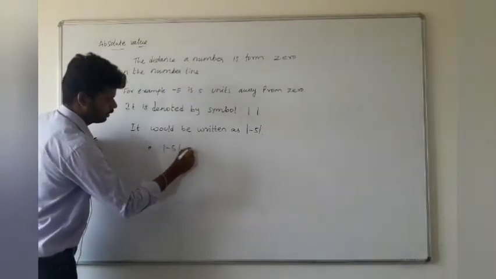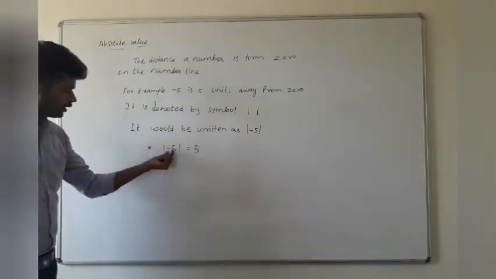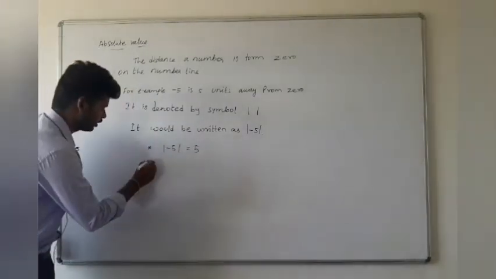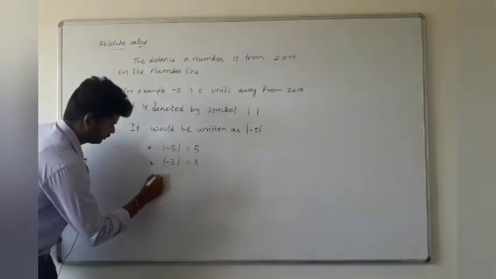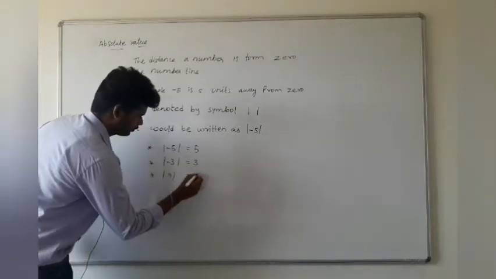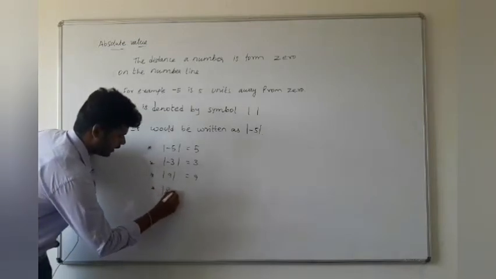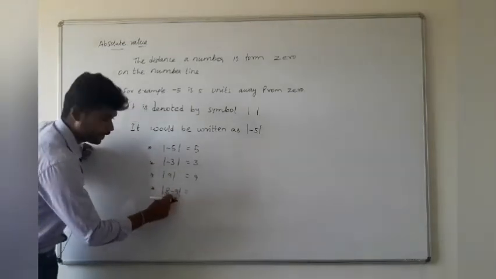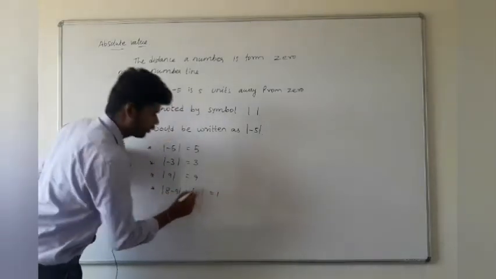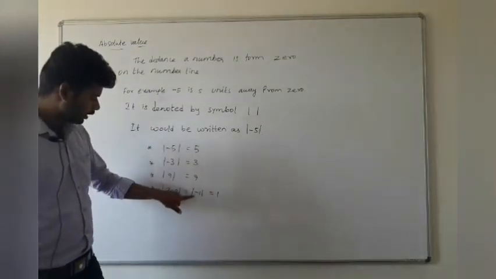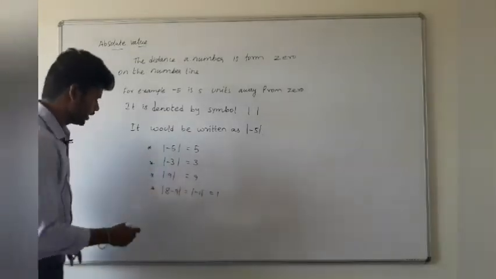Minus 5. The modulus of minus 5 is 5. Any negative number you write in it, that one is a positive number. Next one, 8 minus 9. 8 minus 9 is minus 1. So 8 minus 9 equals minus 1. This one minus 1, you take modulus, the answer is plus 1.